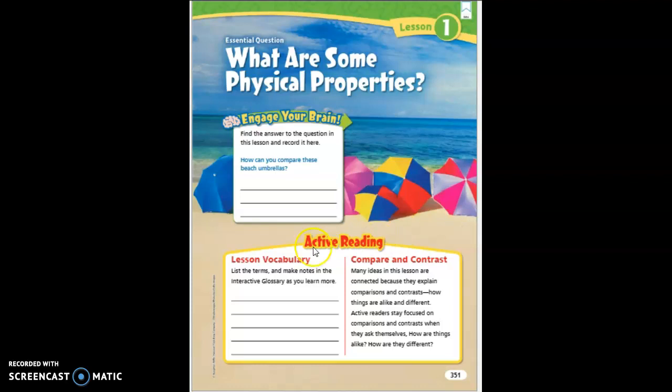Active reading. Lesson vocabulary. List the terms and make notes in the interactive glossary as you learn more. So when we see the highlighted words, we're going to go back and write them on the lines below. Our skill we're going to be working on throughout the lesson is compare and contrast. Many ideas in this lesson are connected because they explain comparisons and contrasts, how things are alike and different. Active readers stay focused on comparisons and contrasts when they ask themselves, how are things alike? How are they different?